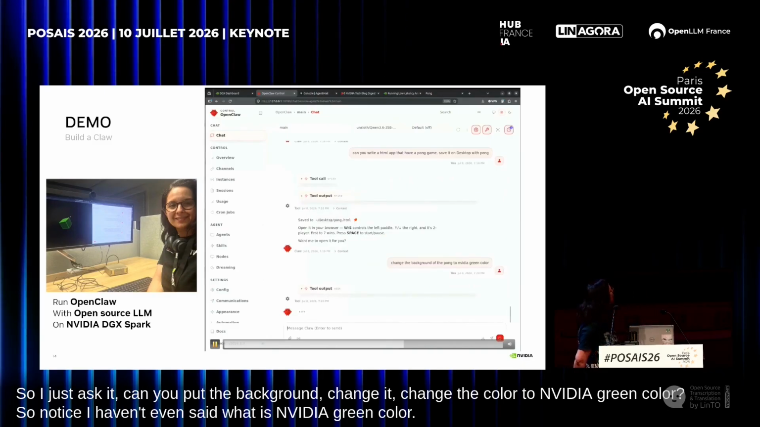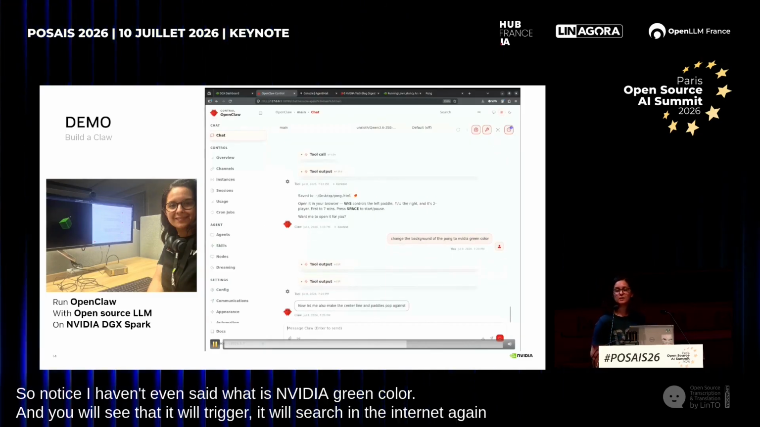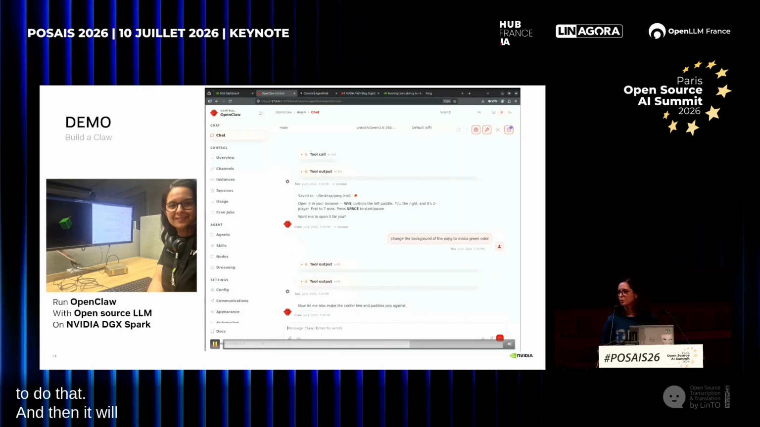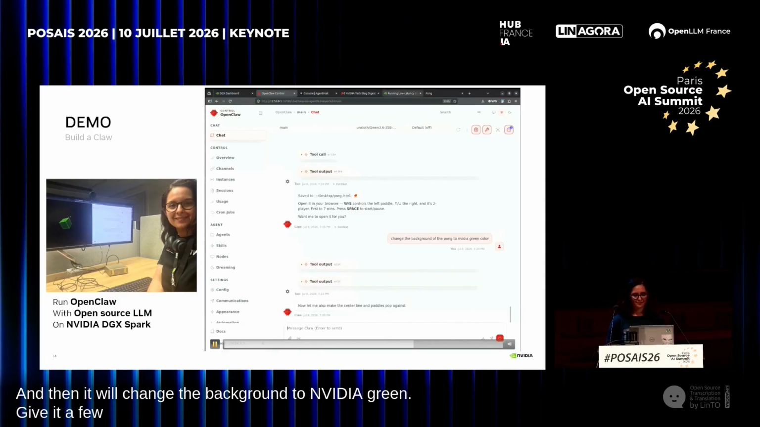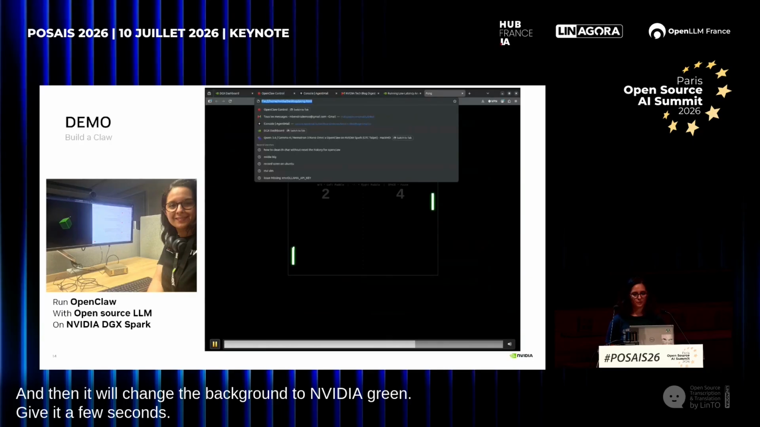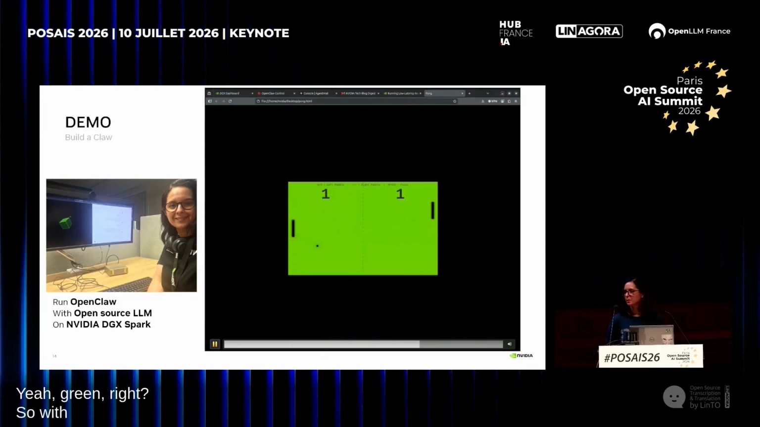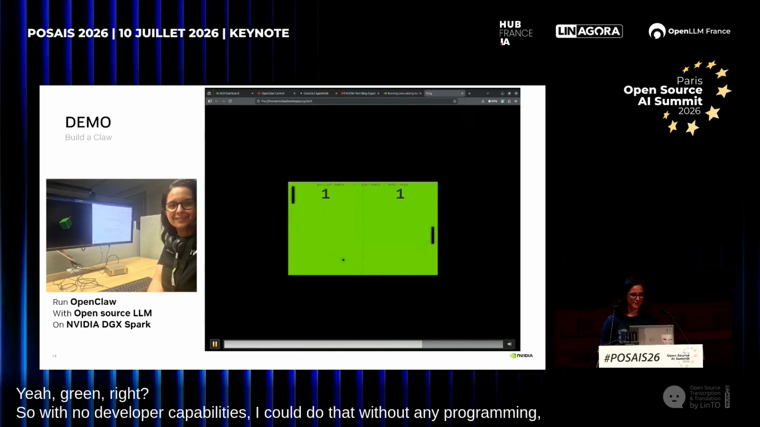And you will see that it will search the internet, again, because I give it the access to do that. And then it will change the background to NVIDIA green. Give it a few seconds. Here we go. I'm updating now. Yeah, green, right? So with no developer capabilities, I could do that without any programming, basically.